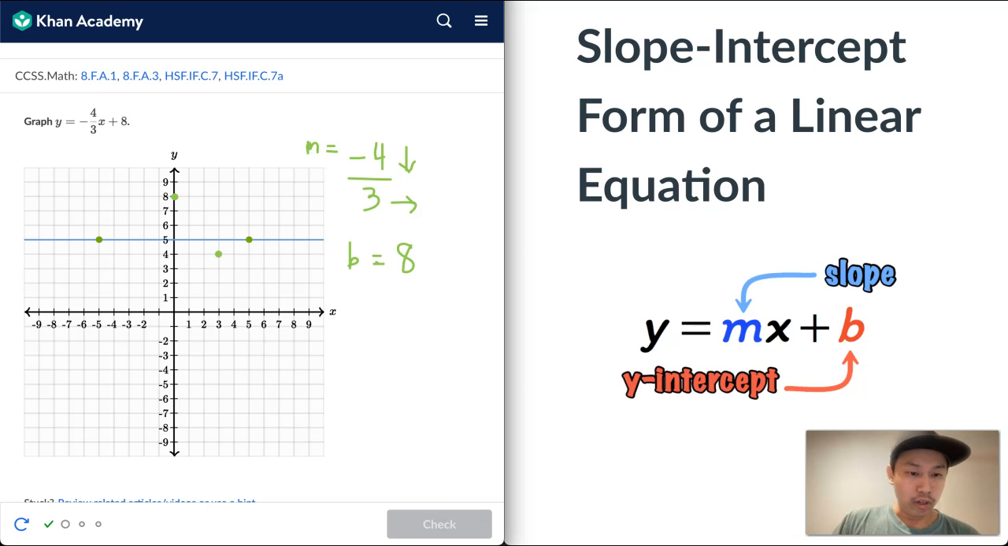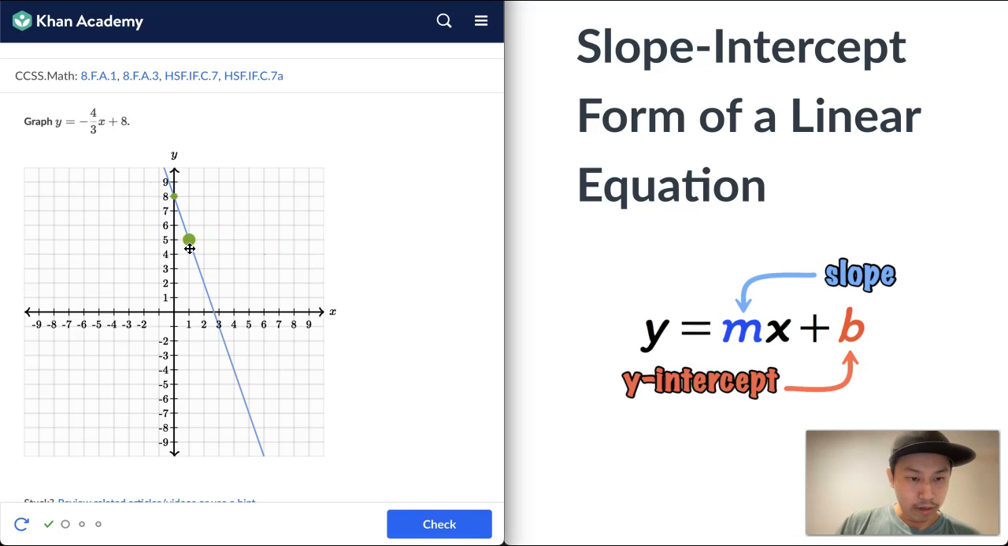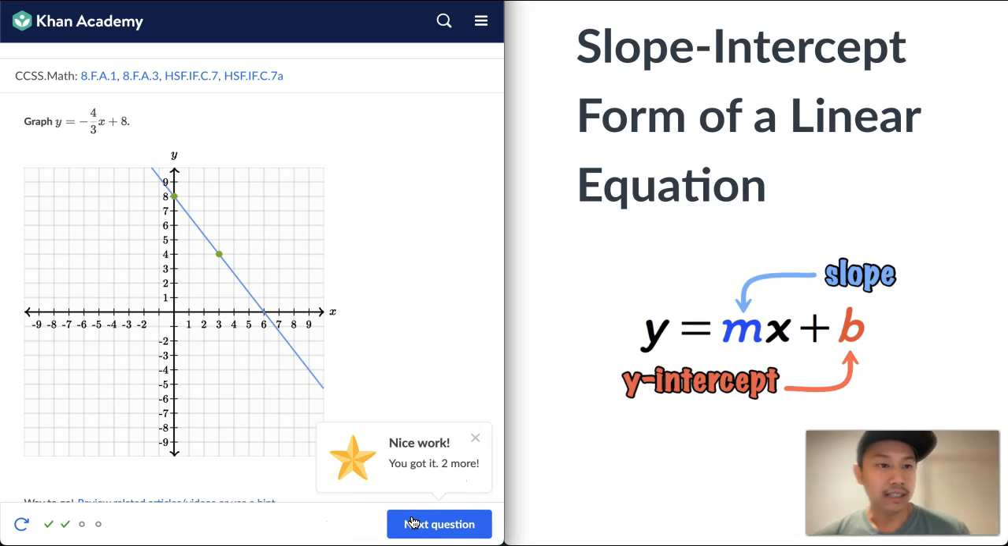Let's do one more just for good measure. Down 1, 2, 3, 4, right 3: 1, 2, 3. Count it carefully. Our line should go through there. I began at the y-intercept of 8, went down 4, right 3, applied my slope to get to the next point. The line should go through all those points. I'm going to hide my marker, but we had a y-intercept of plus 8, and then I'm going down 4, right 3, which gives me right here. There we go.